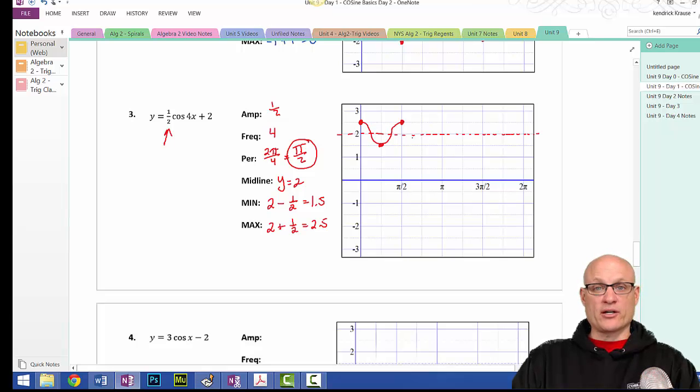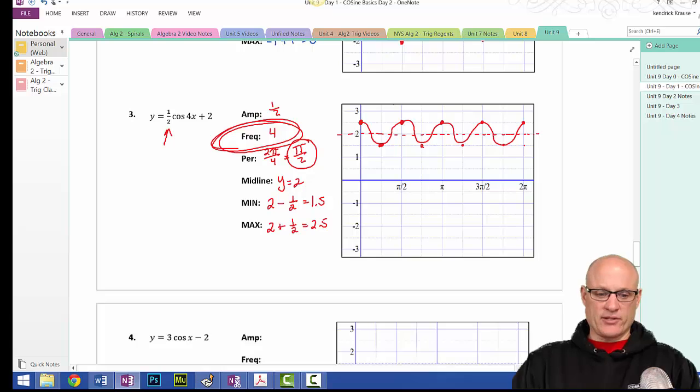One full cosine curve in pi over 2. Well, if that's true, I'm going to have a max here, a max here, and a max here, and in between all of those I will have minimums. So that's one full cosine curve, 2 full cosine curves, 3 full cosine curves, and 4 full cosine curves in 2 pi. That's what those things mean, guys. Coming down, we're almost done.